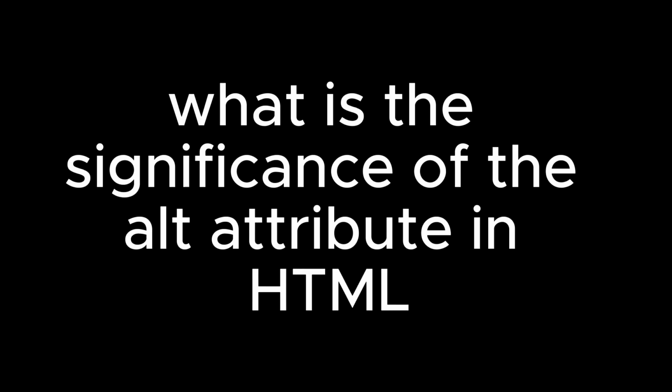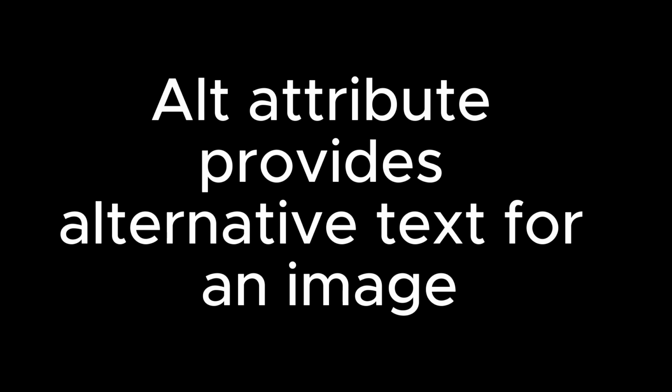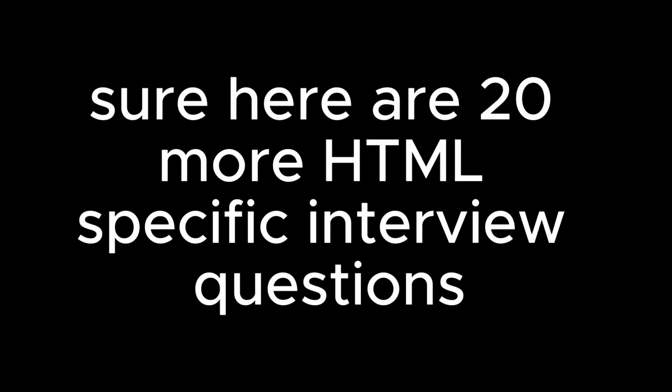Question 40. What is the significance of the alt attribute in HTML? Answer. Alt attribute provides alternative text for an image if it cannot be displayed. Sure, here are 20 more HTML-specific interview questions with brief answers.